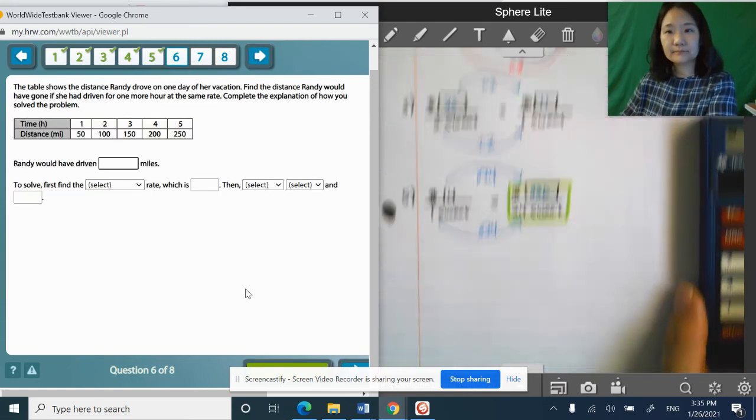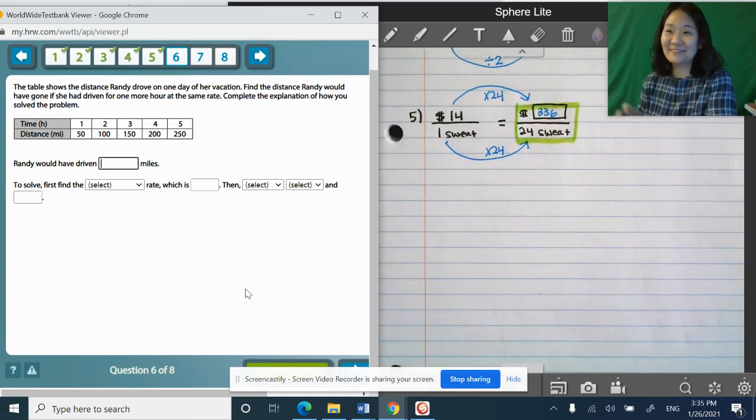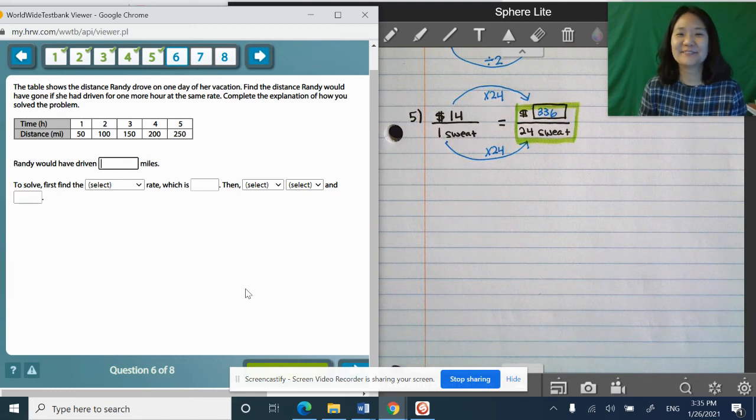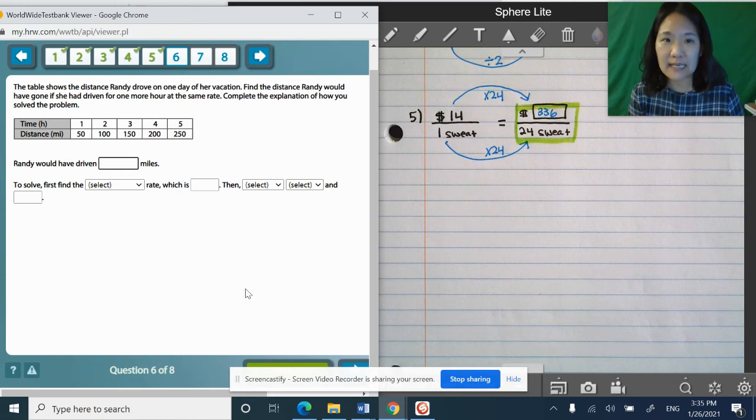Number six. Okay, finally we're not doing the sweatshirts and the money collected anymore. The table shows the distance Randy drove on one day of her vacation. Find the distance Randy would have gone if she had driven for 1 more hour at the same rate. Complete the explanation of how you solve the problem. Now, if you take a look at the table, it says for 1 hour, 50 miles, 2 hours, 100 miles, 3 hours, 150 miles, 4 hours, 200, 5 hours, 250. So I'm sure you can guess for 1 more hour, which means 6 hours, 300.